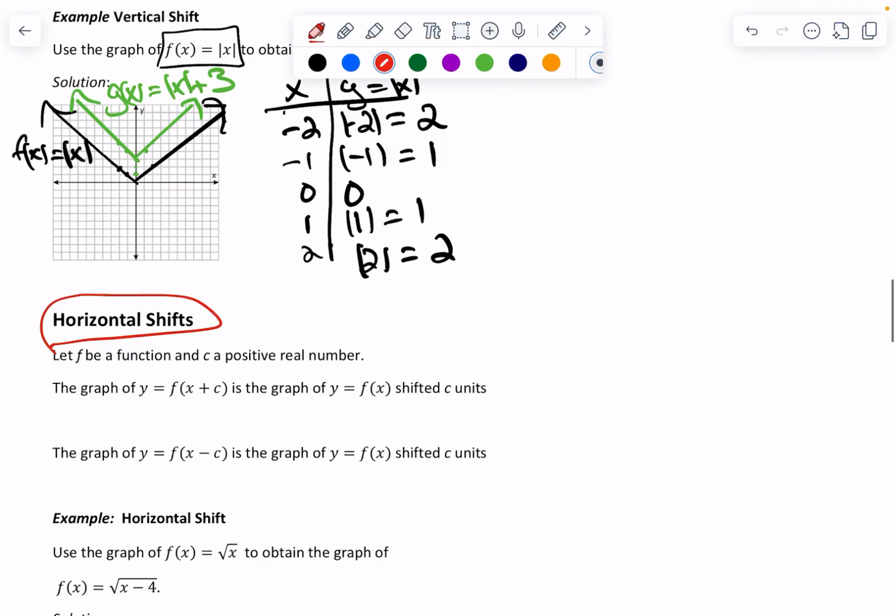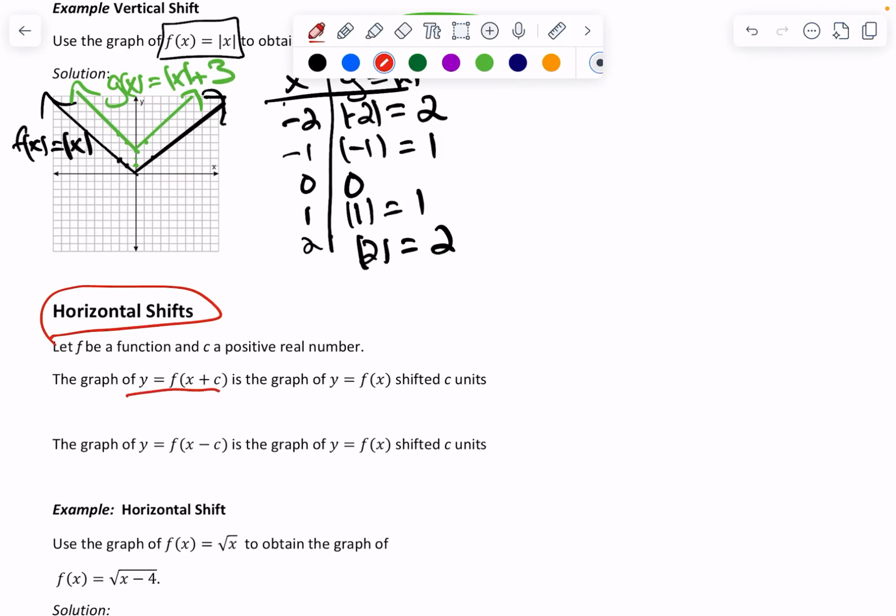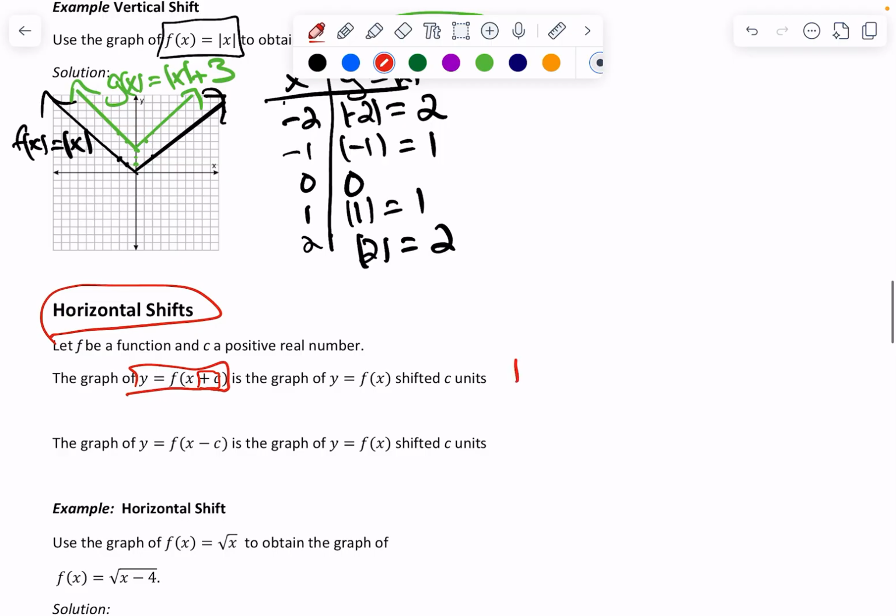So notice the difference between this now. The plus c is inside the parentheses. And this is when the graph of y equals f of x is shifted c units to the left. We think about plus and moving it right, but it's actually moving it to the left.